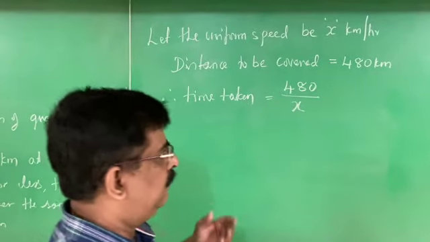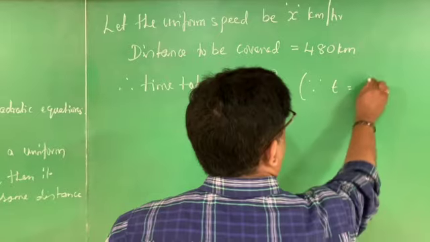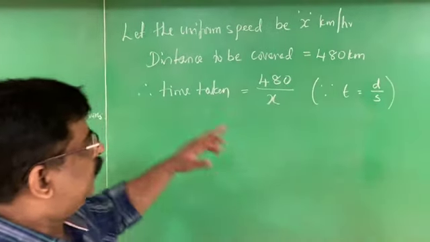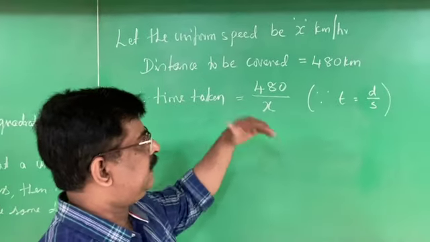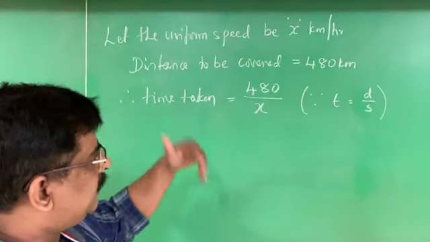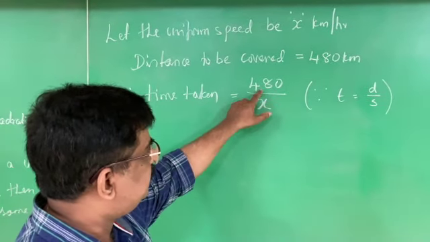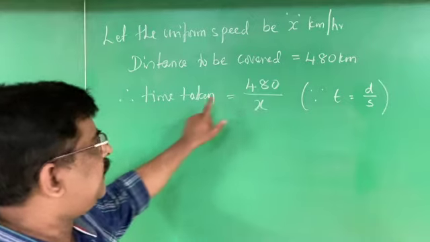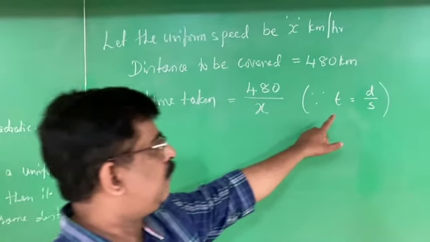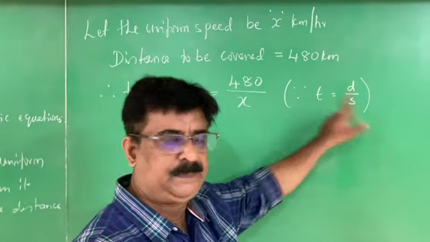Try to understand. Here I write t is equal to d by s. Means to cover a certain distance it is moving with a uniform speed. To calculate the time we have to divide the distance by the speed, then we get the time. Therefore time is equal to distance by speed. That is the formula for finding the time.